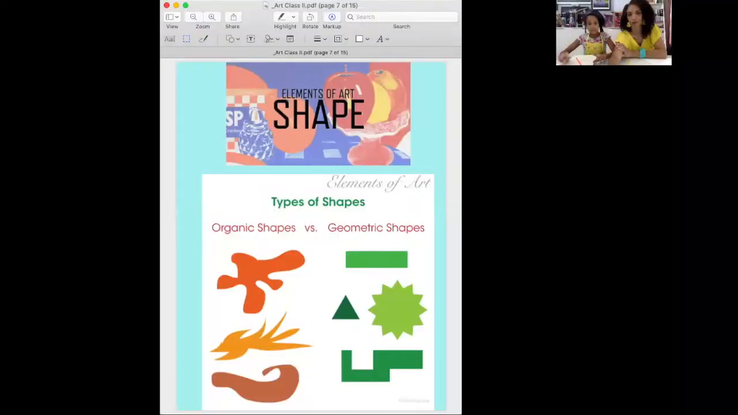Okay, so now we're going to talk about the different kinds of shapes we see in art, right? So there are two types of shapes. There are the organic shapes or the geometric shapes. The what kind of shapes? Geometric. Okay. Organic shapes are freeform shapes.